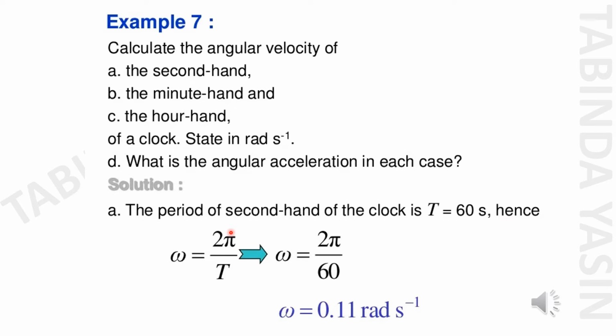So we substituted the value of f, that is 1 over t, that gives 2 pi over t, and substituting that value we get 2 pi over 60. Then putting the value of pi and multiplying and dividing, we get omega is equal to 0.11 radian per second. That is the answer of part A, that is the second hand.